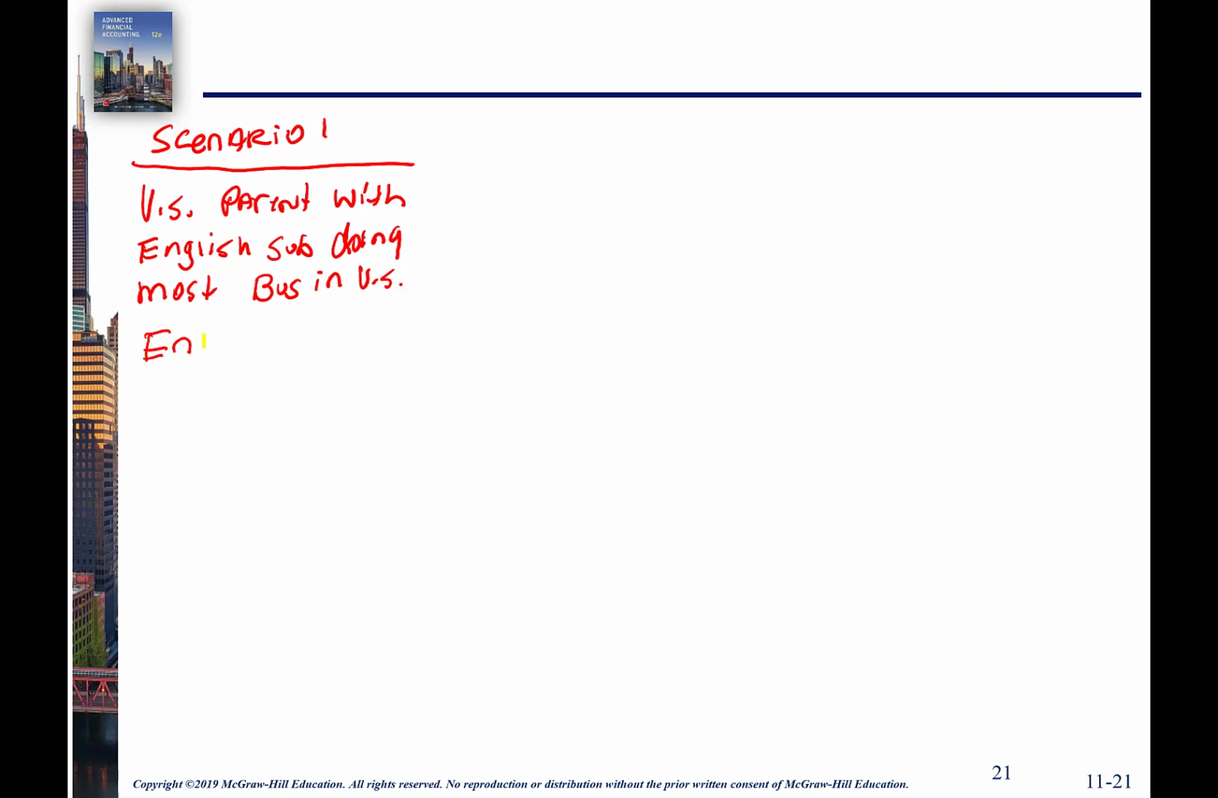Now, if that's the case, the English pound or sterling or whatever they call that, the English currency, is considered the local currency.